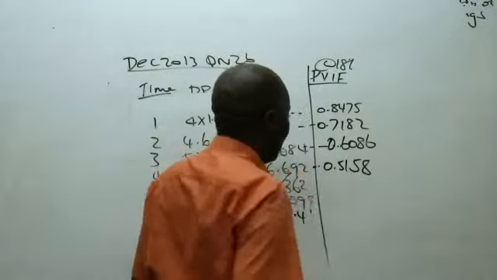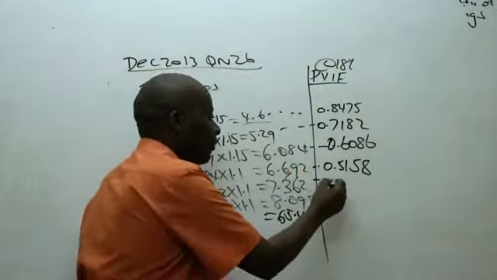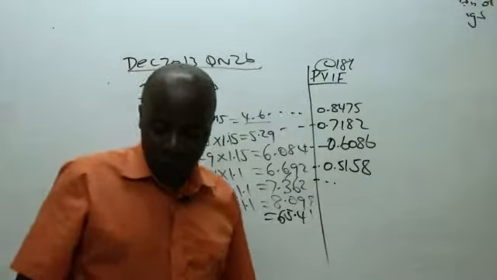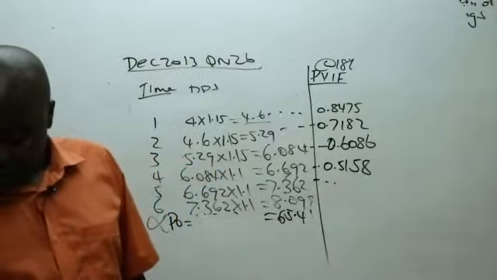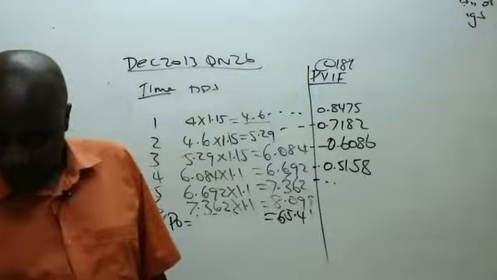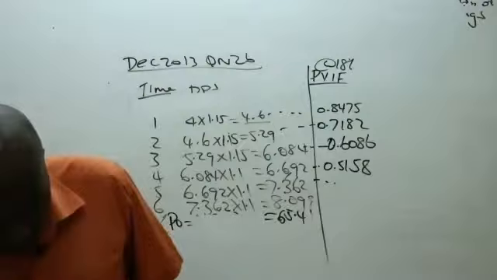0.5158. How about the fifth one? The fifth one. What do we have there for the fifth one?